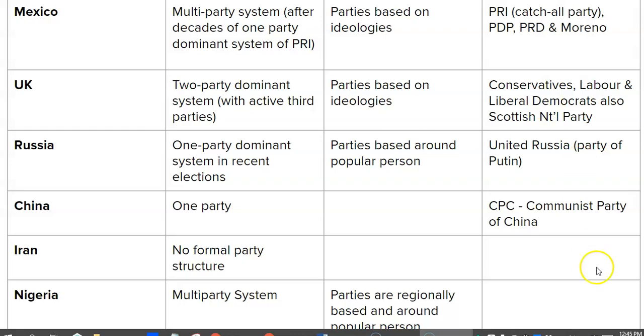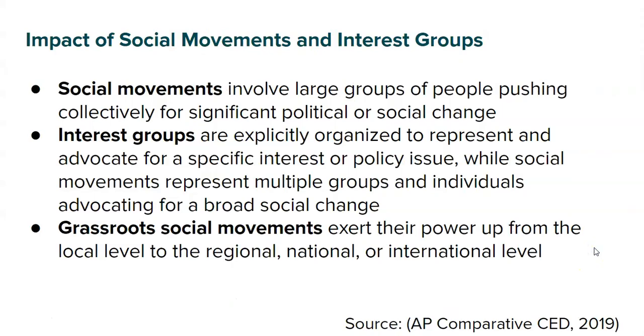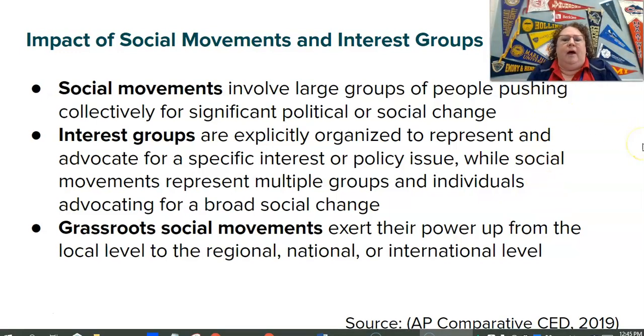All right. So, the impact of social movements and interest groups. Social movements, this is taken straight from the College Board. They're large groups of people that want some kind of political and social change. I'm going to give you some examples in just a moment. Interest groups are a wonderful example of civil society. If you remember from previous videos, civil society is a term that comparative government students often mix up. Civil society has to be voluntary, and it is not controlled by the government.